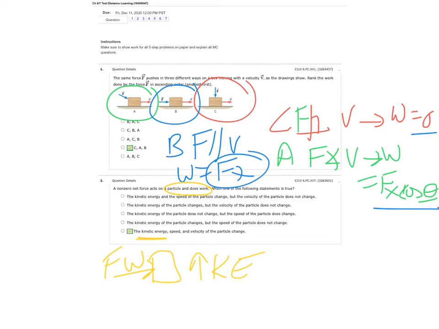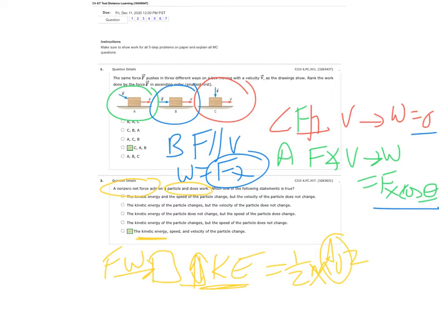I guess it could make it go down too. It doesn't really say, it just says it's non-zero net force. So therefore, the kinetic energy has to change. I guess you can't really say if it goes up or down, but the kinetic energy has to change. But kinetic energy is equal to 1/2 mv squared, and you know the mass isn't changing, so that means you must have a change in your speed.